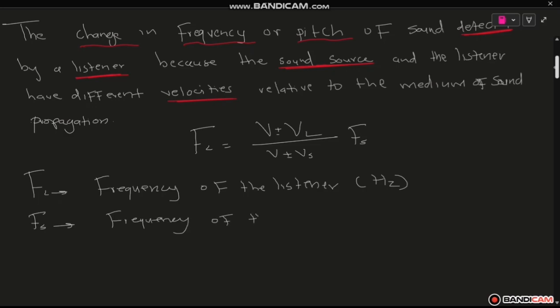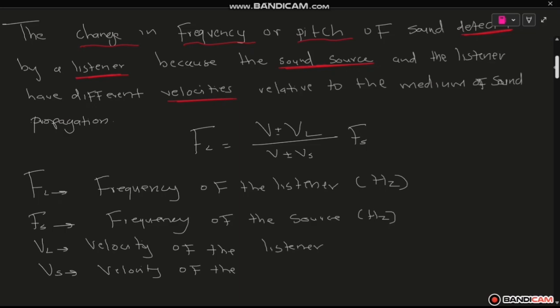So we call it frequency of the sound source, or frequency of the source. It's measured in hertz. Then we have VL, velocity of the listener. As we said, the listener and the sound source have different velocities, so they cannot have the same velocities. I hope it makes sense. Then Vs is the velocity of the source, the velocity that the sound source is using as it is traveling or as it is stationary. I hope it makes sense.